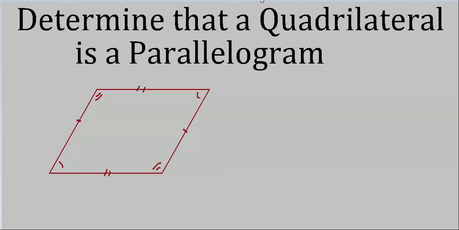Well, last time we learned that all parallelograms are quadrilaterals, and then we learned some properties of parallelograms. For instance, opposite sides are congruent. Opposite angles are congruent. Consecutive or adjacent angles are supplementary.